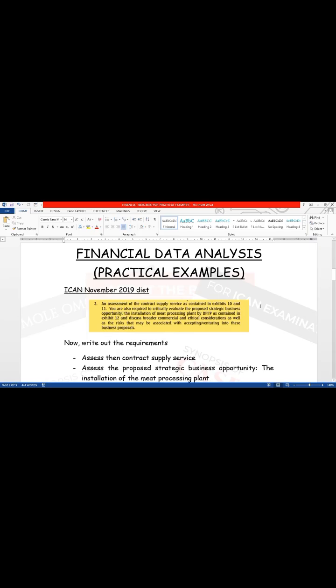We're asked to do an assessment of the contract supply service as contained in exhibits 10 and 11. And we're also required to critically evaluate the proposed strategic business opportunity in installation of a meat processing plant by DFFP, which is Detoy Farm and Farm Products, as contained in Exhibit 12, and discuss broader commercial and ethical considerations as well as risks that may be associated with accepting or venturing into these business proposals.